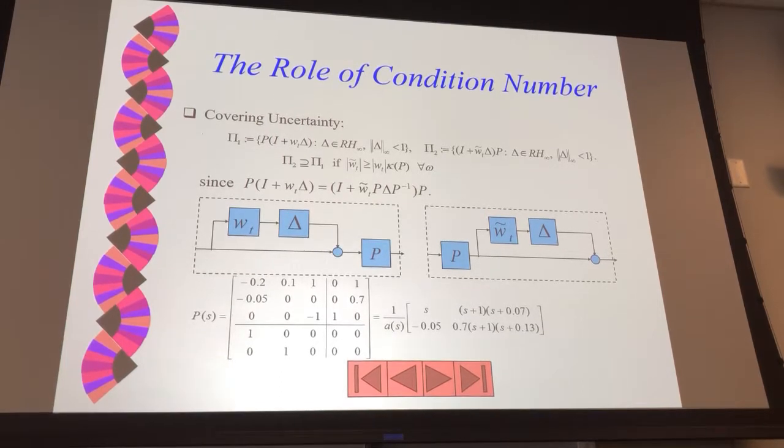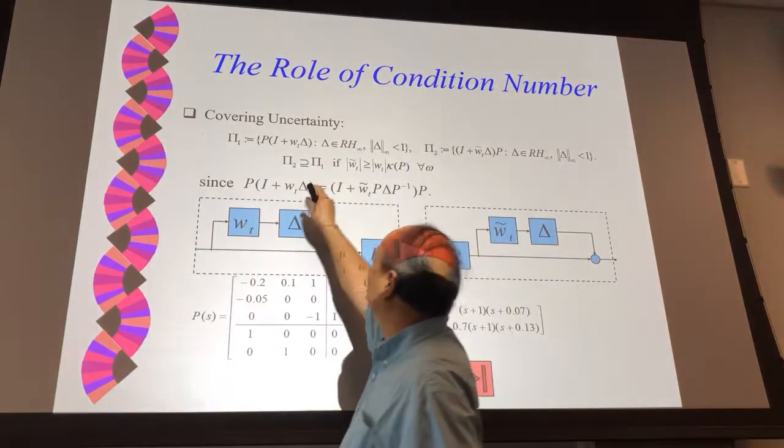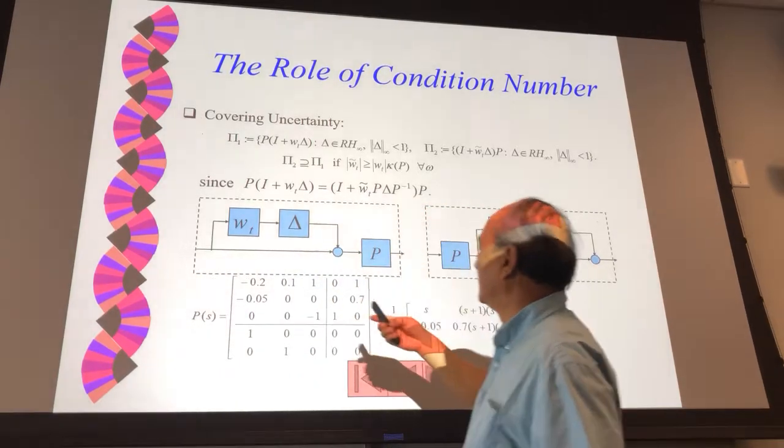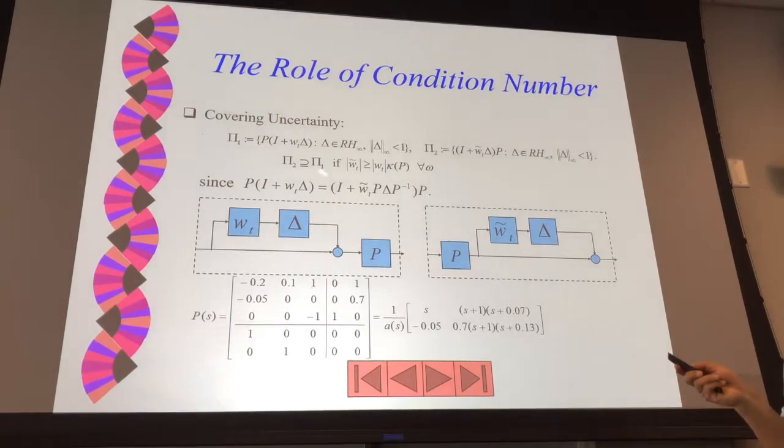So you can see that we have two ways to describe the uncertainty set. This is multiplicative. You pull out this P on the left side, or on the right side. Both are okay. One is written as P times this W T. Be careful about the signal flow: the signal goes from here, multiplies this one, then you multiply this one, so from right to left. This is from left to right.